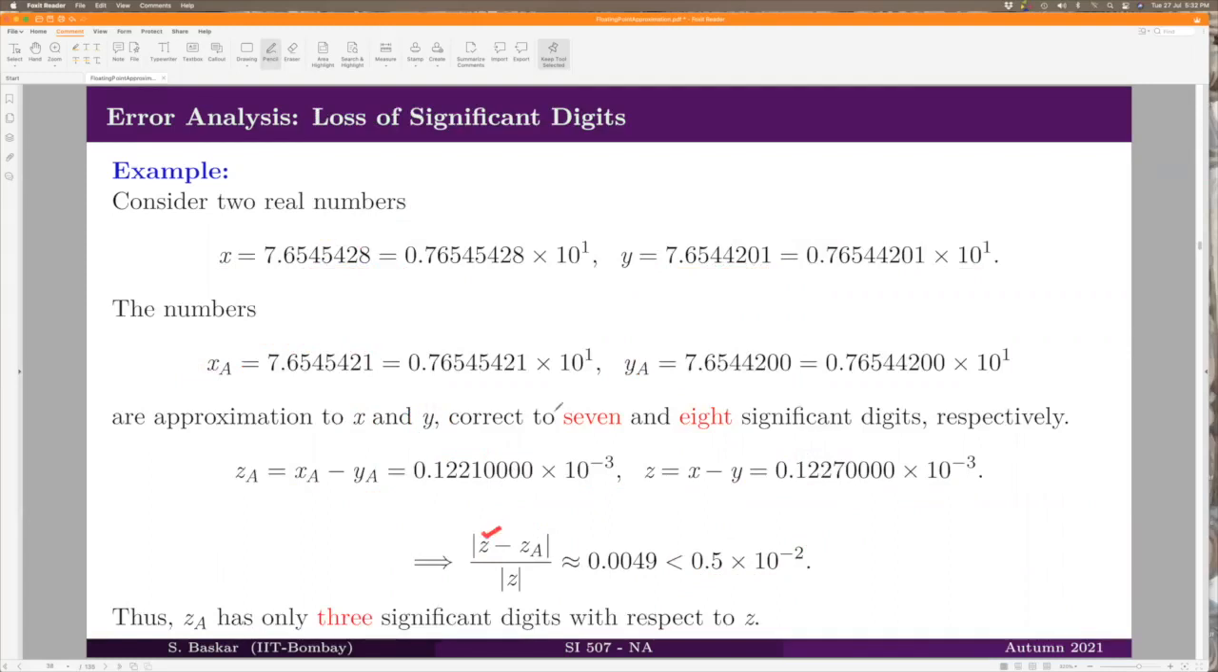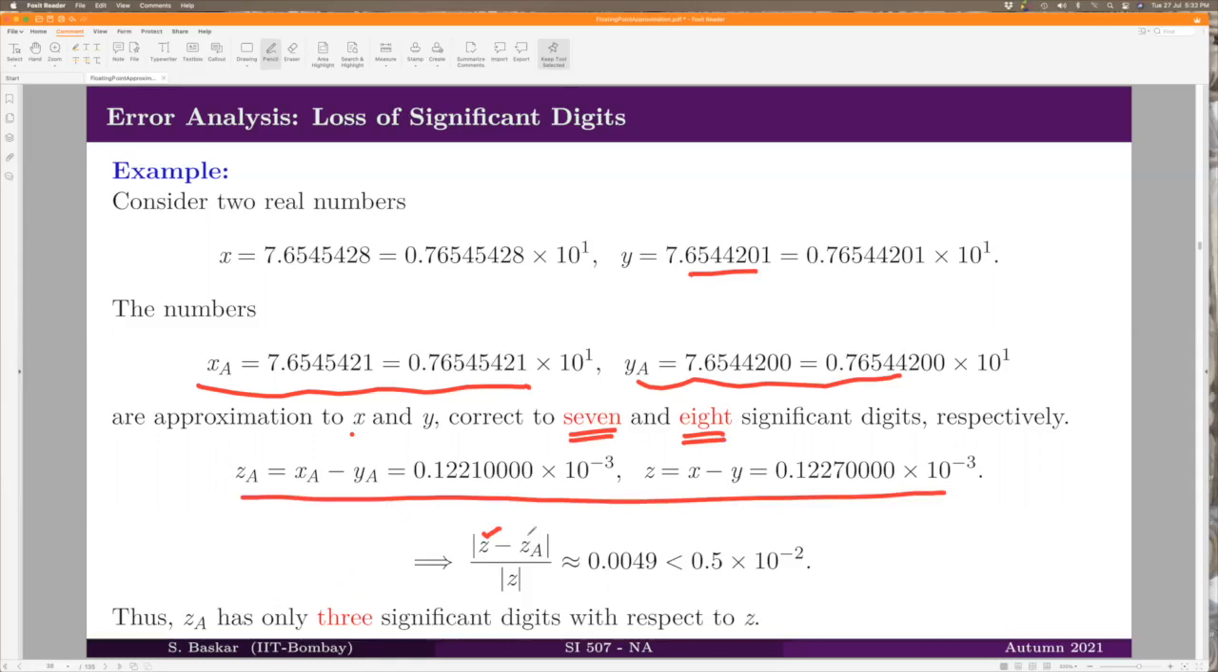Look at what we lost in this calculation. We started with two approximate numbers, xa and ya, where xa had 7 significant digits when compared to its true value, and ya had 8 significant digits when compared to its true value. But after performing this calculation, we see that the resulting approximate value za has only 3 significant digits when compared to its true value z. Here we say that we lost some significant digits. This is the idea: there is a loss of significant digits that happened in this calculation. I hope you understood this.